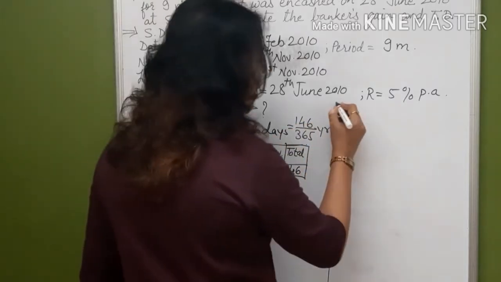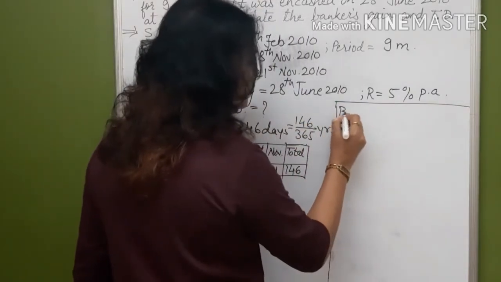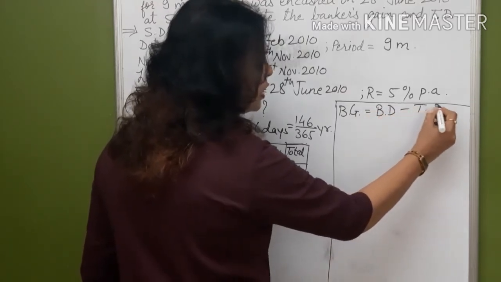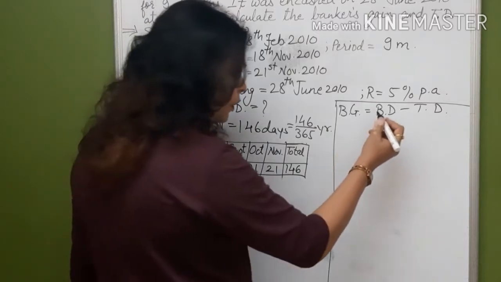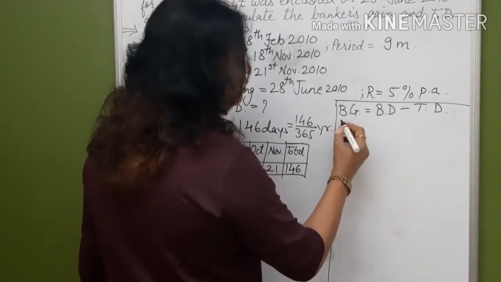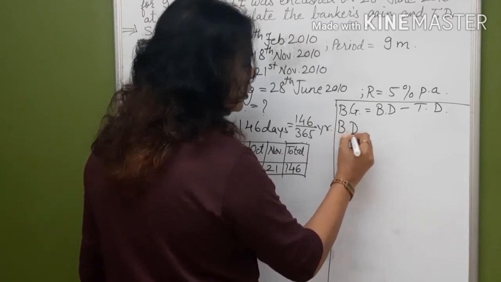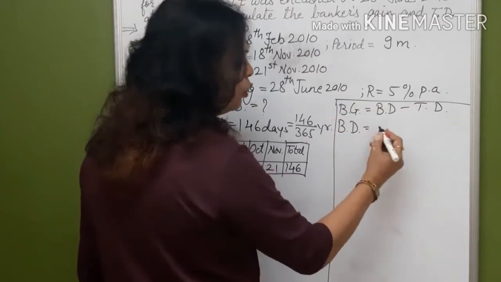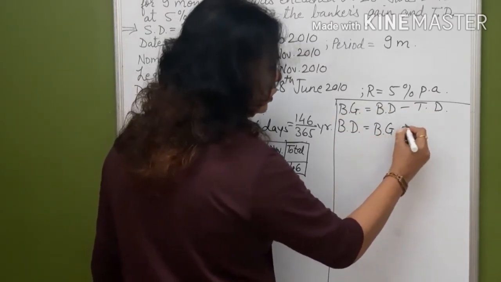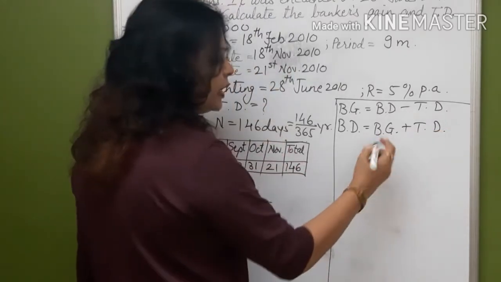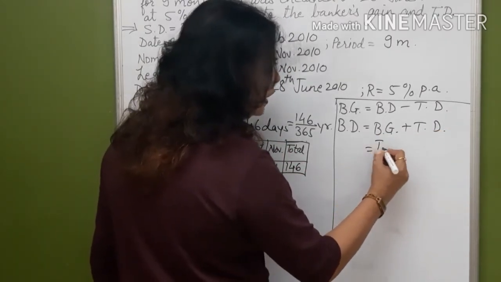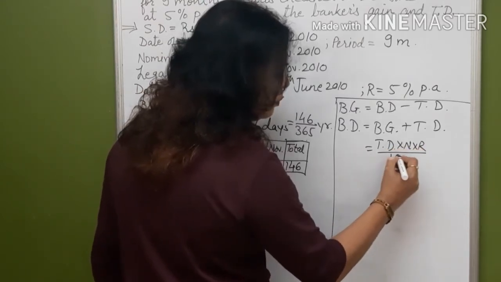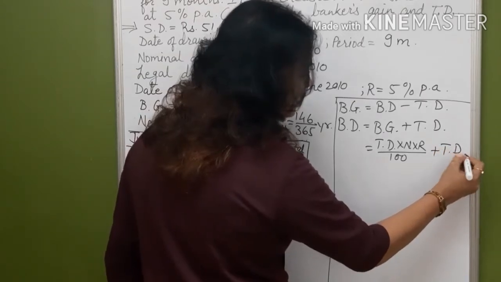Now we have to calculate the banker's gain and true discount. See students, we have a formula for banker's gain. We can write banker's discount minus true discount. Right? That means the banker's discount you can calculate is equal to banker's gain plus true discount. And how do you calculate banker's gain? Banker's gain is nothing but the interest on true discount. So TD into N into R upon 100 plus TD.